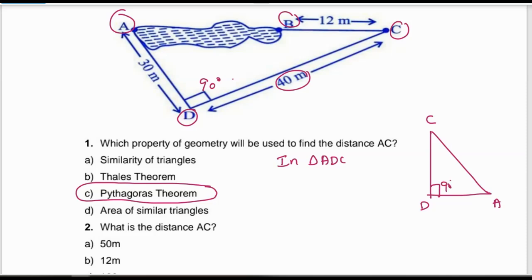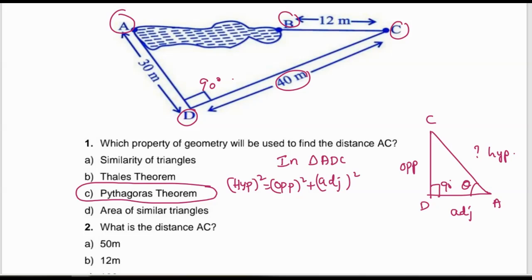So we'll take the property of Pythagoras theorem to find the value of AC. If I take this as theta, this will be the opposite side, this will be the adjacent side, and this will be the hypotenuse side. Now we have to find the hypotenuse. The formula by Pythagoras is hypotenuse square equals opposite square plus adjacent square.